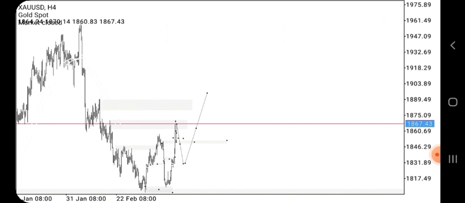So I have shown you guys the levels that we are expecting to see the market making reversals at. So I hope, guys, you will enjoy trading gold this week.